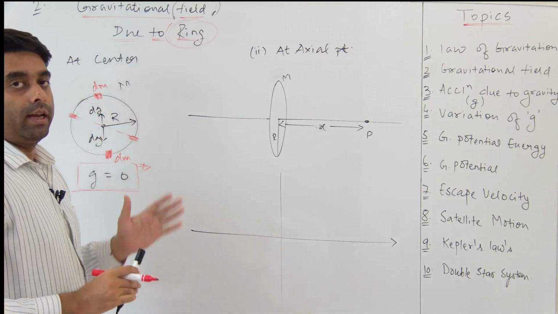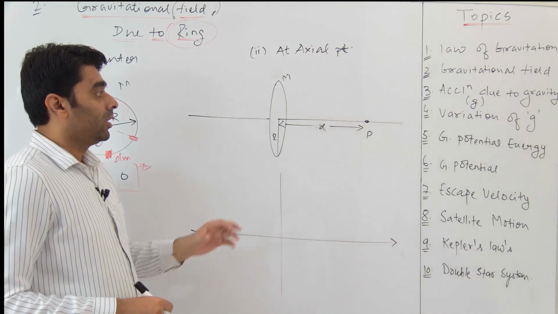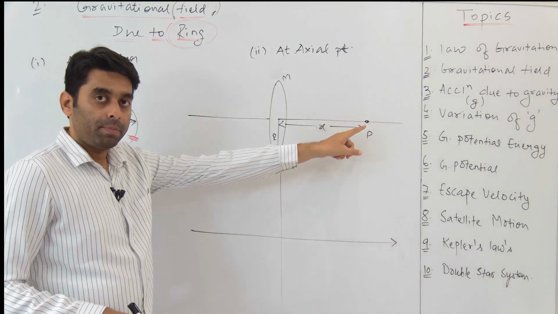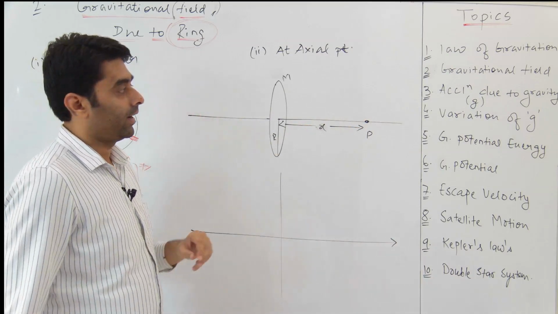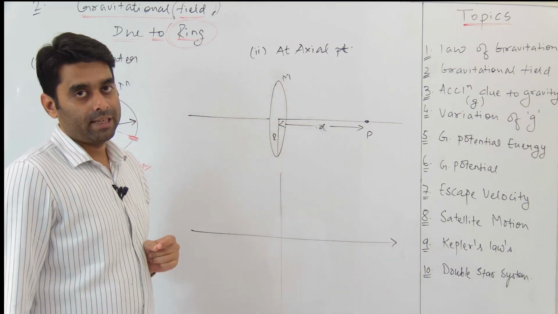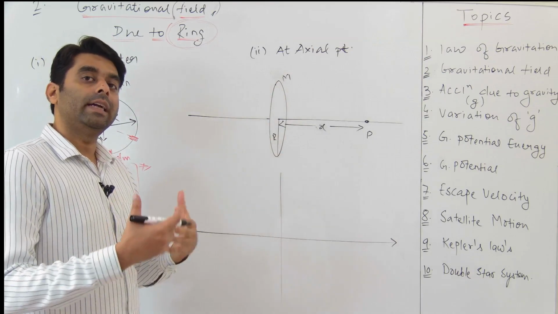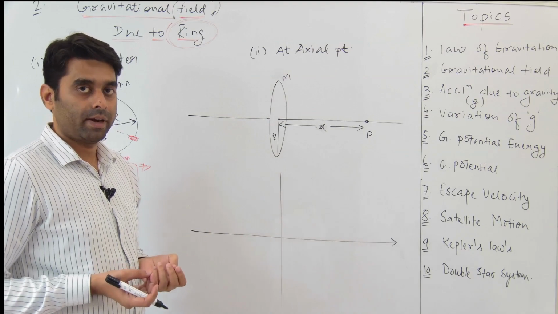Okay, fine. Let's move ahead to our axial point. First of all, what is our axial point? It is a point P which is present at a distance x on the axis of the ring, a ring of mass m and radius r. How do we find the gravitational field at the axial point? It's an integration. We are not going into the derivation of it, I will just quickly summarize it for you.